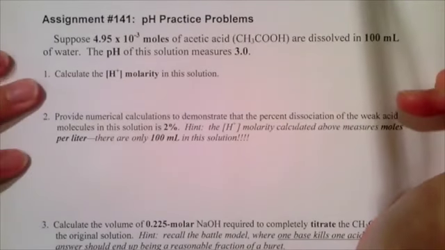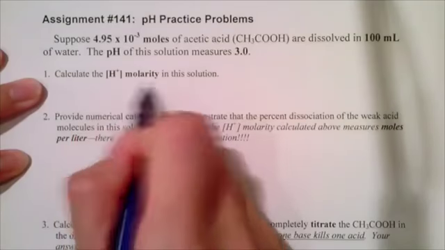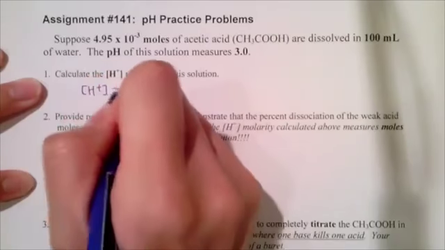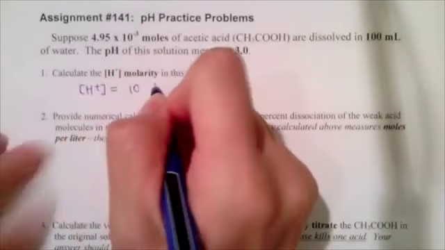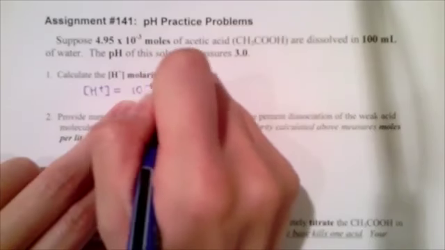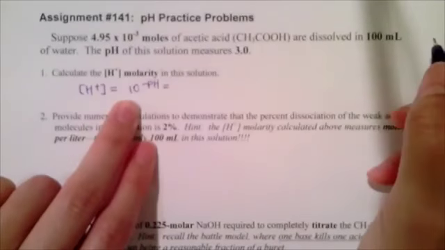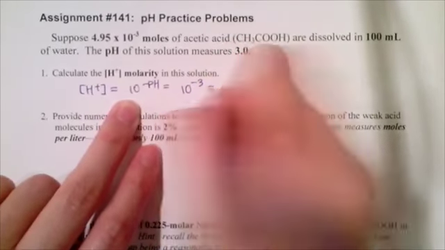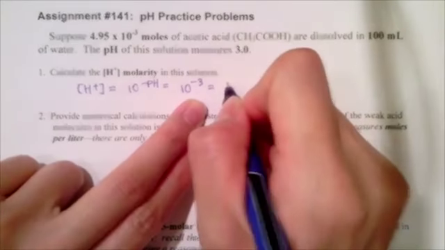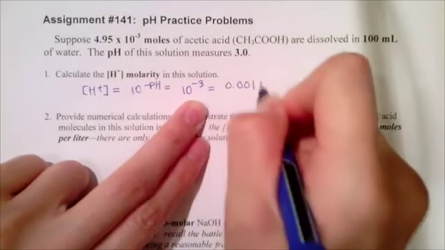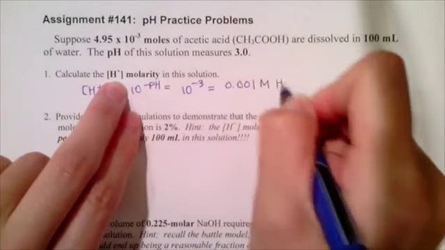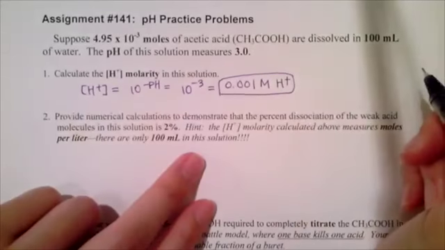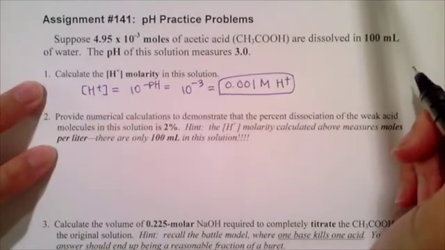So for question number 1, you have to calculate the hydrogen ion molarity given this information. And hydrogen ion concentration can be determined by using this formula, 10 raised to the negative pH. The pH of this solution is given as 3.0, so we can plug into the formula, 10 raised to the negative third power. We can rewrite this as 0.001 molar. And since we're looking for the hydrogen ion concentration, you should label it with the proper unit and what this is. So this is the answer for question number 1.